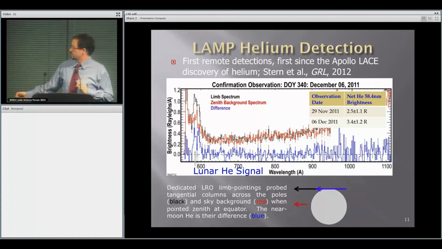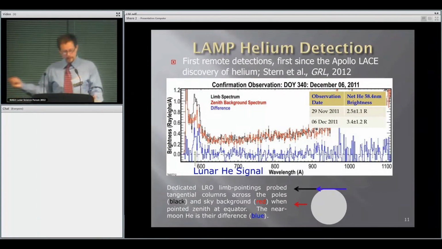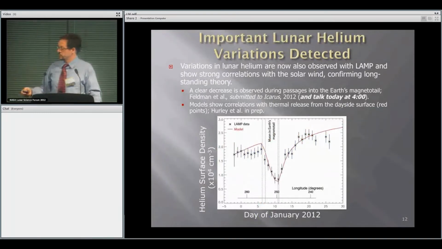And sure enough, as our tangent point altitude raised up above the lunar surface, we saw a decrease in the brightness and inferred density, just the way you'd expect for a Chamberlain distributed exosphere. So having confirmed that our LAMP instrument is measuring the helium signals at this type of brightness level, we went and looked at all sorts of other measurements that we have at different viewing geometries, including those that are looking straight nadir.